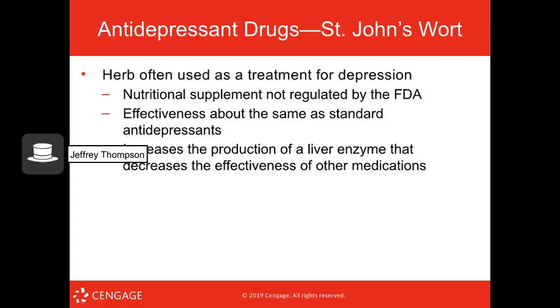Some people use St. John's wort. It is a herb that is often used as an over-the-counter treatment for depression. It's a supplement, so it's not regulated by the FDA, so it hasn't been studied or tested well. But its effectiveness is about the same as any standard antidepressant. One side effect is that it increases the production of a liver enzyme that decreases the effectiveness of other medications.